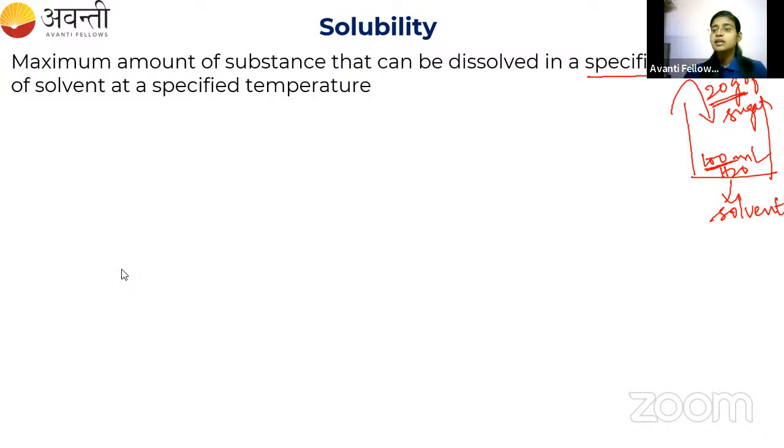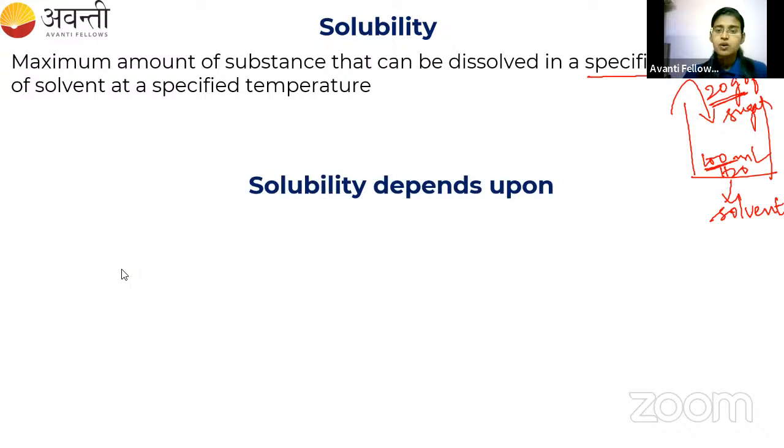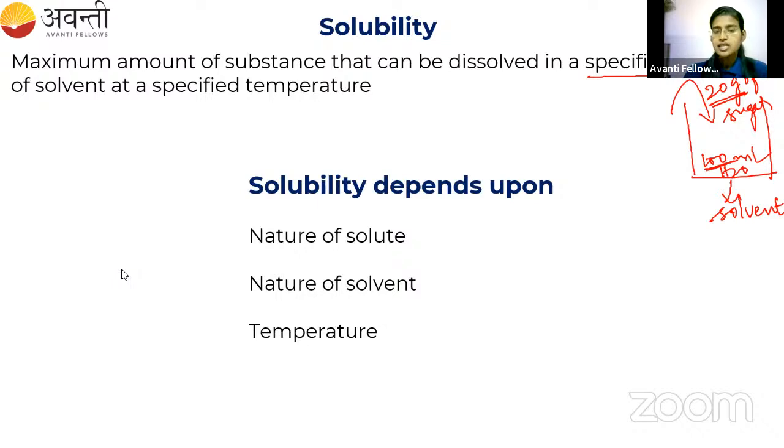Now the solubility depends upon some factors. It depends upon 4 factors. The first factor is the nature of the solute, the solute which we are taking. It depends on the nature of the solvent also, and it depends on temperature, and lastly it depends on pressure. These factors are very important, just have a note of it. Solubility depends upon 4 factors: nature of solute, solvent, temperature, and pressure.